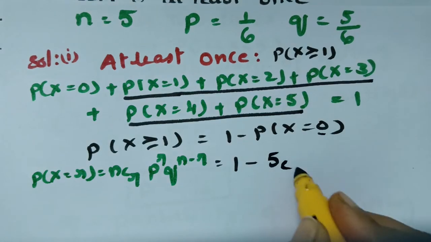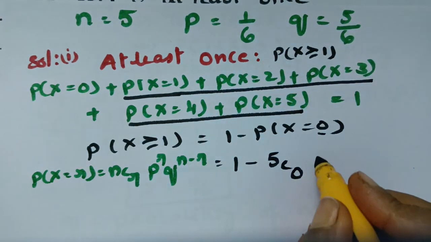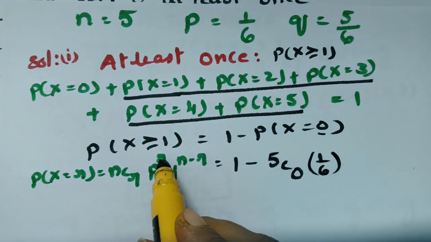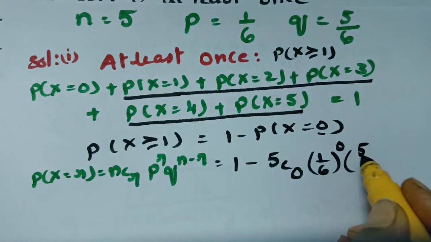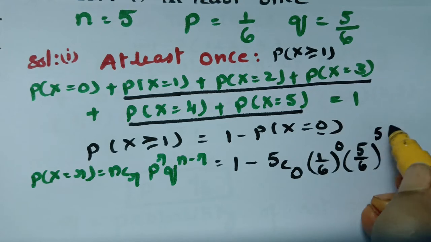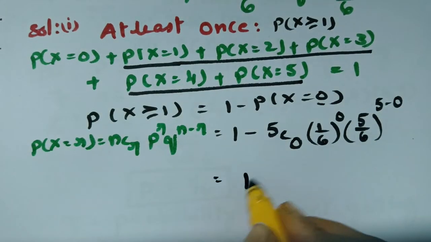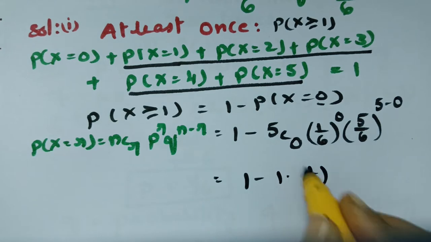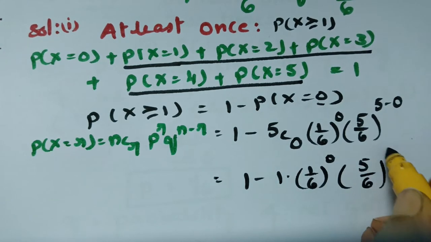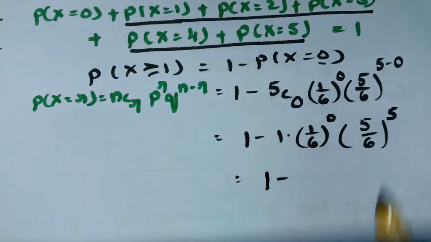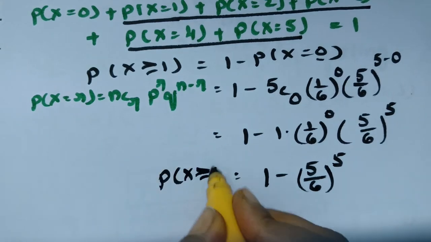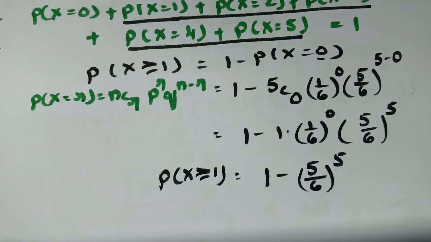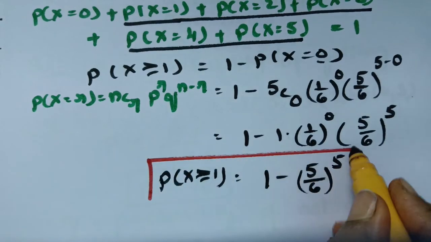n is nothing but 5C0. What is our P value? P is 1 by 6 power r, and r is equal to 0. And Q is 5 by 6 power n minus r. So this value is 1 minus 5C0, which is 1, times 1 by 6 power 0, times 5 by 6 power 5. Anything to the power of 0 is 1, so this will be 5 by 6 power 5. So the probability of getting sum as 7 at least once is 1 minus 5 by 6 power 5.